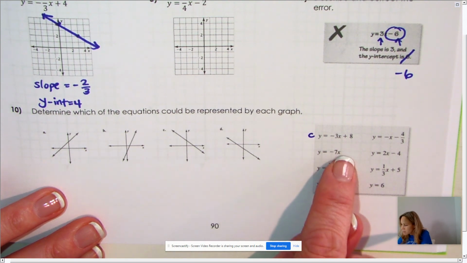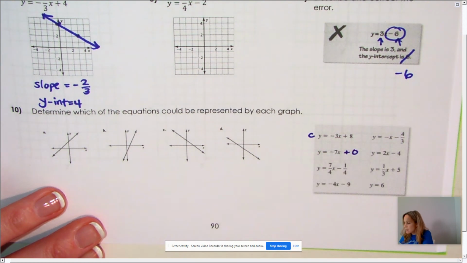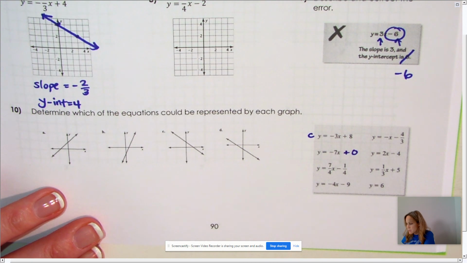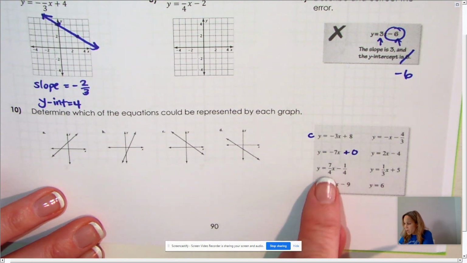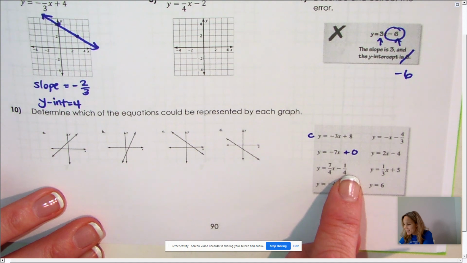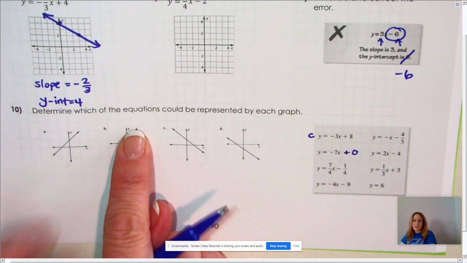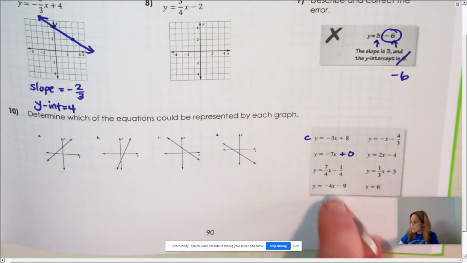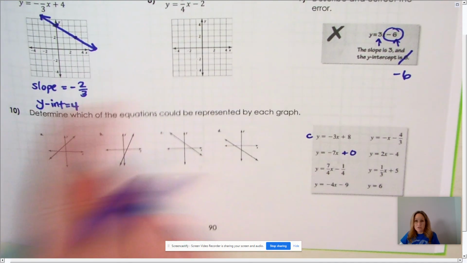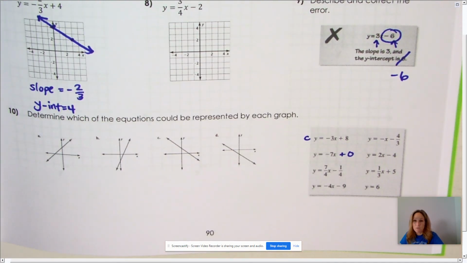This one I know has to pass through 0, right? So that one isn't one of those options up there. This one, positive slope with a negative intercept. So negative intercept, positive slope. Okay, you guys get the picture. Just go through each one of these and see, with positives or negatives, if it could be one of those pictures.